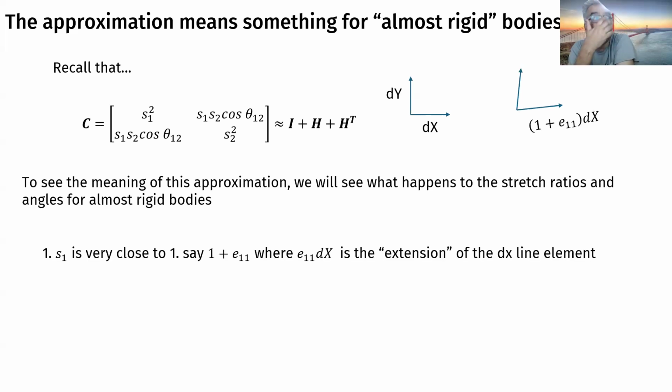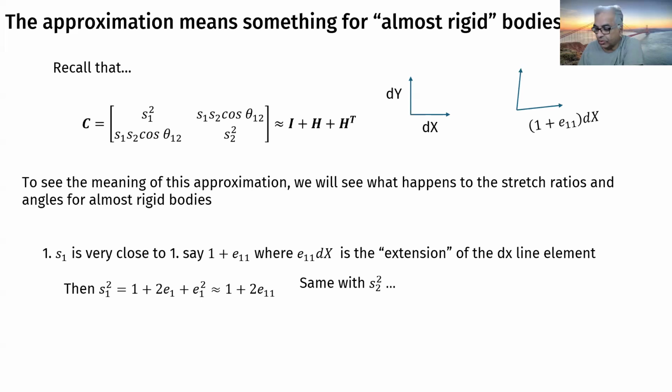So what will happen is S1, which is the stretch ratio, final length over initial length, will be very close to 1 because it's not extending much. So let us say it is 1 plus E11. So it's slightly more than 1. So it's E11 more than 1. And E11 dx is the extension of the line element, how much it is pulled. So since S1 is very close to 1, S1 squared is 1 plus 2E1 plus E1 squared. And we are throwing away this E1 squared, quadratic term. So that is why I get 1 plus 2E1.